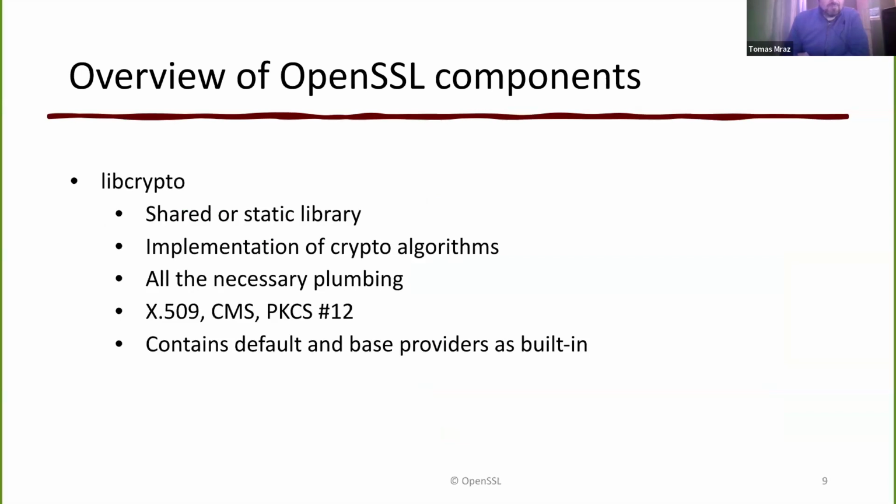libcrypto is kind of the central library of OpenSSL. It can be built as a shared or static library. It contains the implementation of crypto algorithms, with some caveats because we are moving to providers. It contains all the necessary plumbing for handling those providers and loading them and things like that.